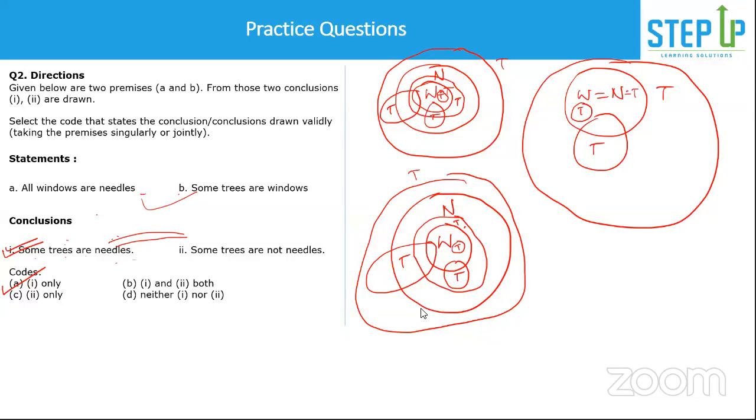The question is: the statements are, all windows are needles, and some trees are windows. The conclusions are, some trees are needles, and some trees are not needles. The second conclusion says some trees are windows. So some trees are windows, and all windows are needles. Is it possible that some trees are not needles? Because some trees are windows and all windows are needles.